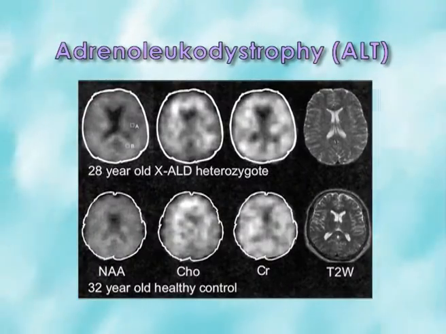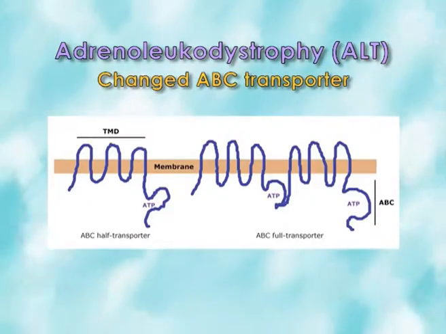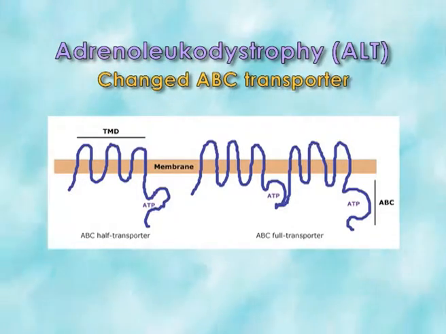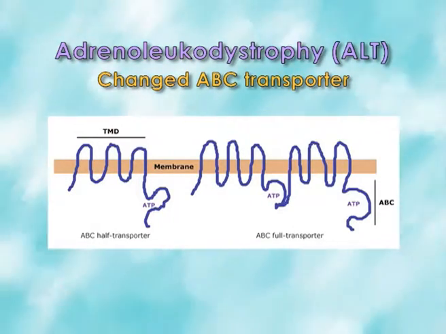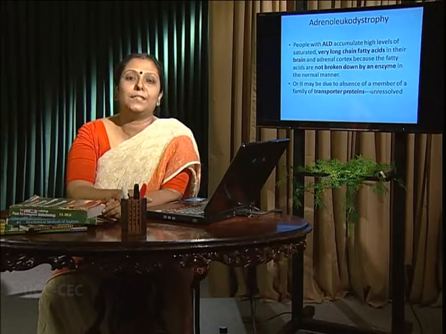Next one, adrenoleukodystrophy. It is related to the long saturated chain fatty acid metabolism. It is related to the transporter or their breakdown enzyme. If it is not well broken down, they are getting accumulated. Fats are getting accumulated within the cell.